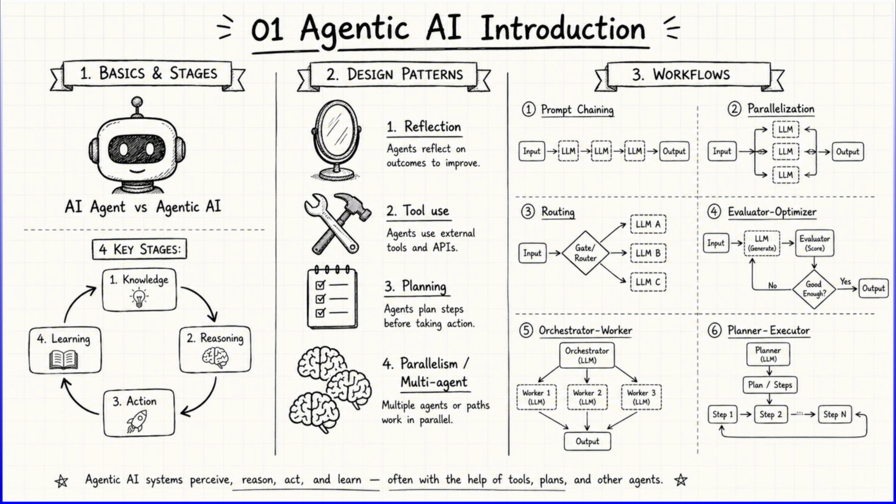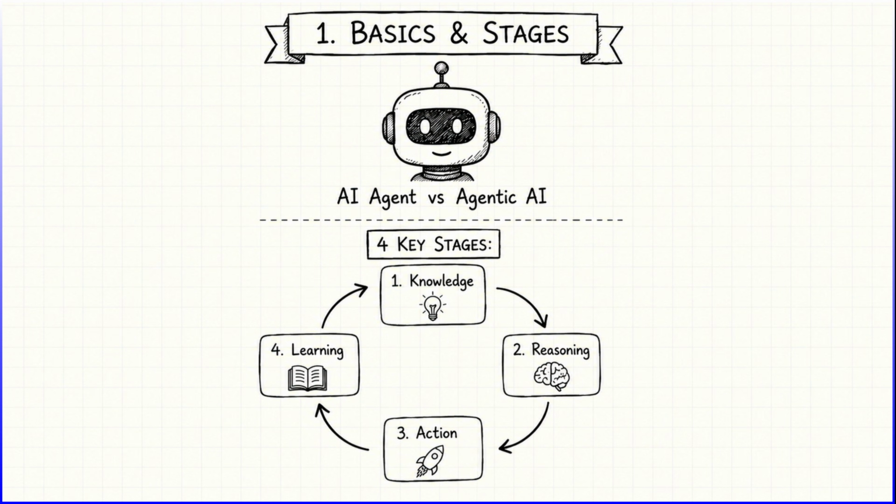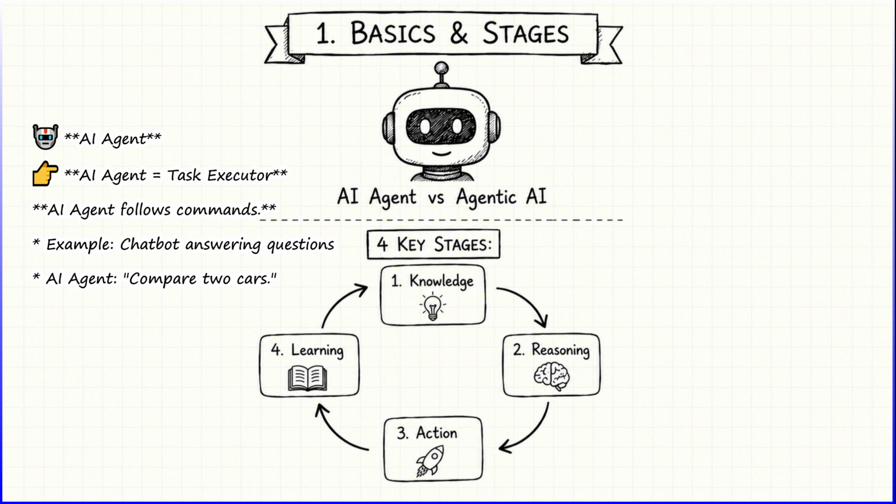Today we are diving into the fascinating world of Agentic AI. So let's start with some basics. What exactly is an AI agent? Simply put, AI agents are modules that are typically built to perform specific tasks. Think of them as a virtual helper that uses AI or large language models to get the job done.